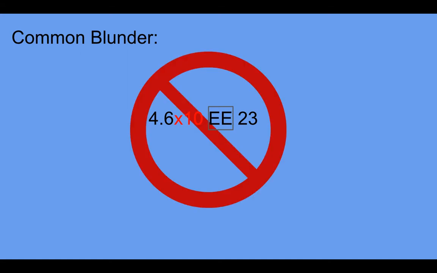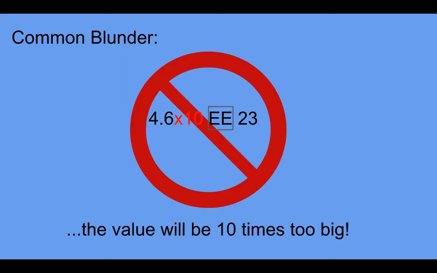Okay, a common mistake that people make when they're typing these numbers into their calculators is that they actually type in 4.6 times 10 EE23. So it's adding that extra times 10. Very common mistake, so don't do it. Your answer will end up being 10 times bigger than it's supposed to be.